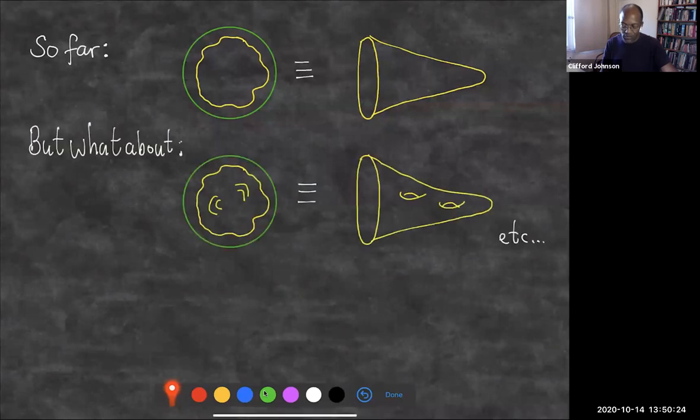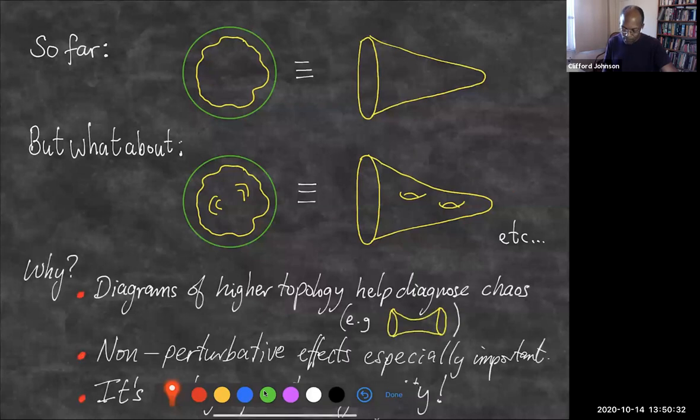And I want to do more than this. I want to say, well, what happens if I had handles? What happens if I had more topology? And it'll look like this in my diagrammatics. You might ask, well, why? Well, it actually goes to some of the original motivation that brought us here in the first place.